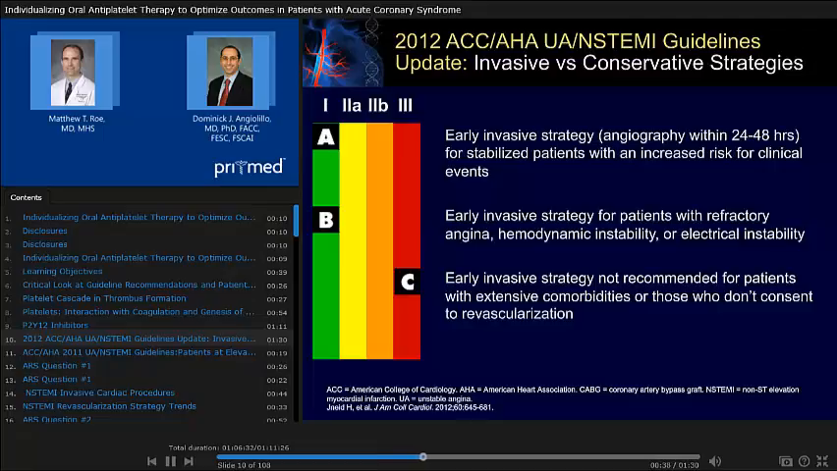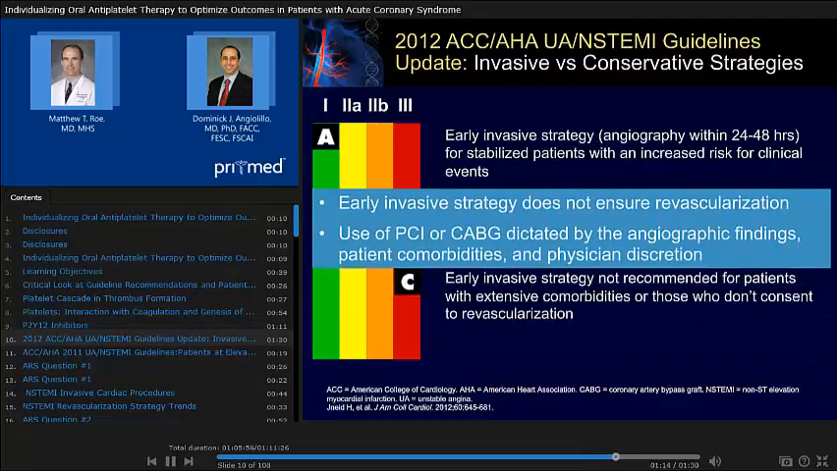But an early invasive strategy, meaning an angiogram within 24 to 48 hours, is recommended for unstable angina and non-STEMI patients who have an increased risk for clinical events. And there's a whole host of factors that go into this risk calculation: elevated troponin levels, ST segment depression on the EKG, refractory chest pain, other things that we know, prior revascularization, hemodynamic instability, etc. But this strategy is not recommended for patients who have extensive comorbidities or those who don't consent to procedures. But an early invasive strategy does not ensure that the patient actually undergoes revascularization. That is a decision made by the treating physician based on the angiographic finding and all the clinical findings of the patients. This strategy indicates that they get a diagnostic cath, and then other things will happen based on the anatomy and other factors.